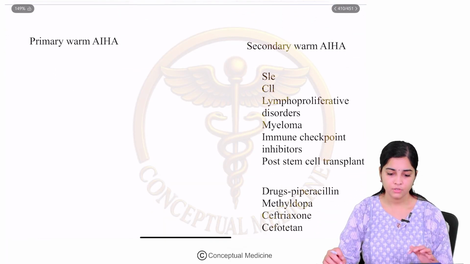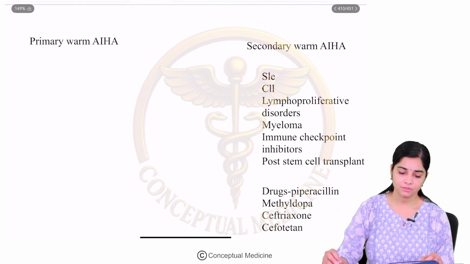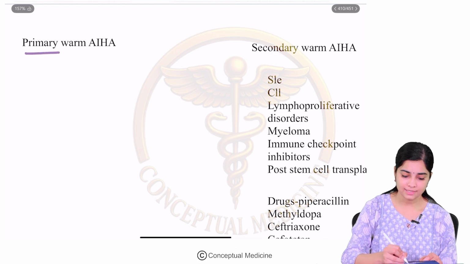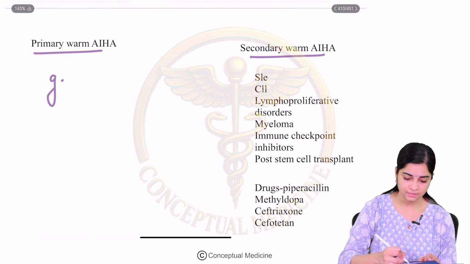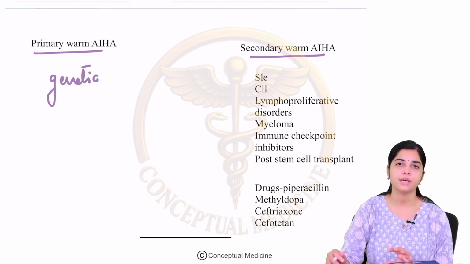So when we speak about warm autoimmune hemolytic anemias, it is classified as primary and secondary. Primary warm autoimmune hemolytic anemia is mainly due to genetic factors which are unknown.